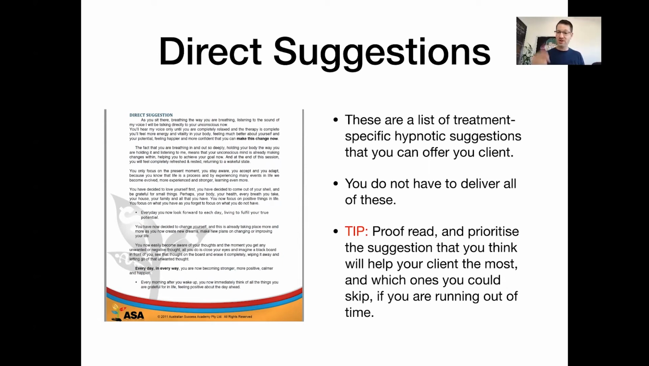What I would typically do is go through and star the ones that are most important, and then put a circle next to the ones I think are probably the least important. So if I'm running out of time, and maybe we got into a really deep conversation earlier and used up some of the time, I will leave out some of those less important suggestions.